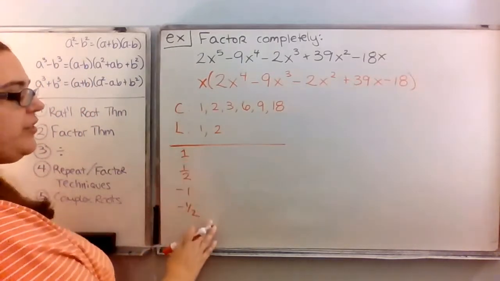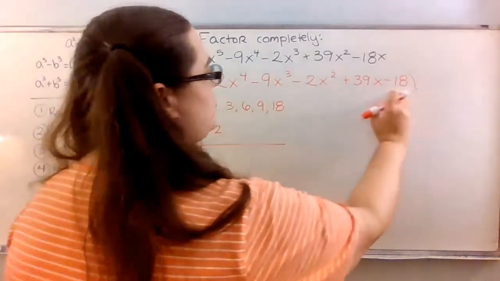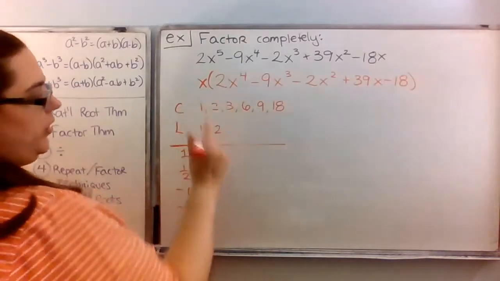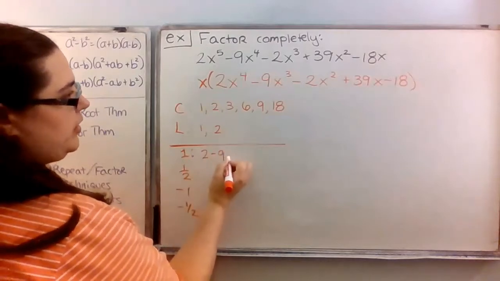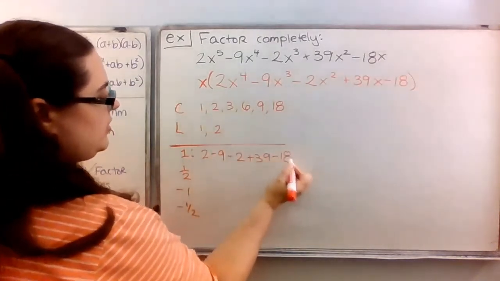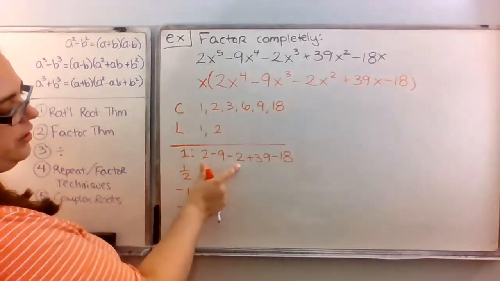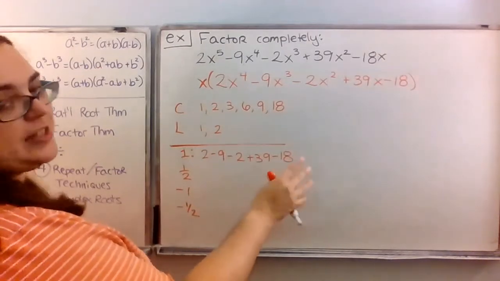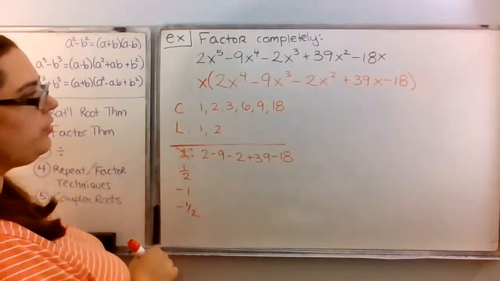So to see if any of these are a rational root, I'm going to substitute them into this polynomial here. So when I substitute in 1, I've got 2 minus 9 minus 2 plus 39 minus 18. Okay, so 2 minus 2 is 0. Negative 9 plus 39 is 30. That's not going to give me 0. So that one's out.